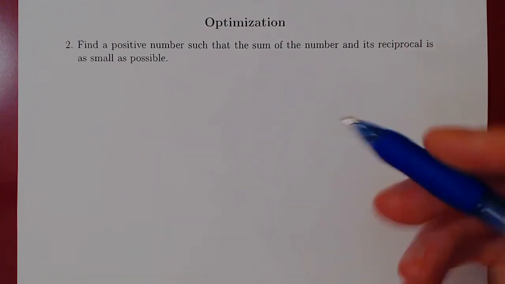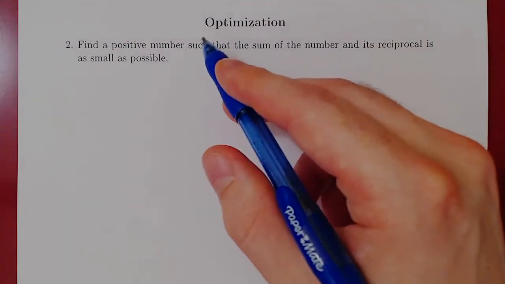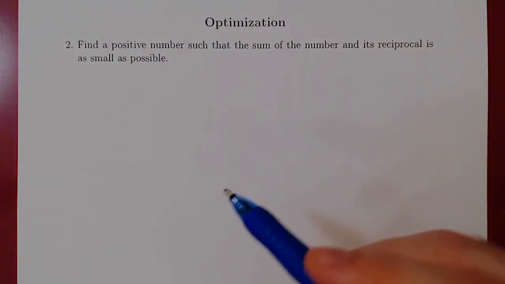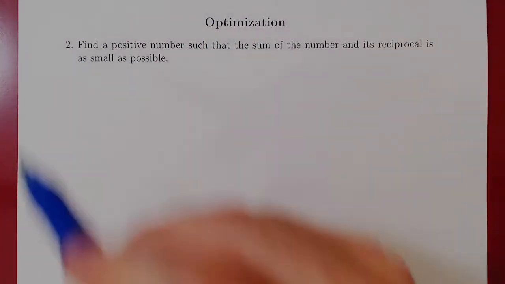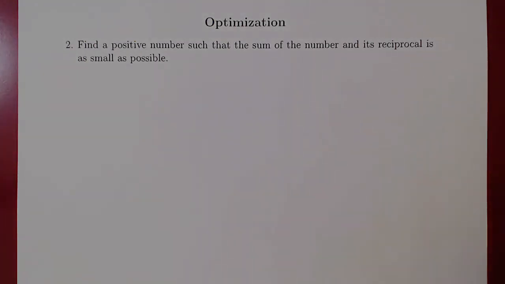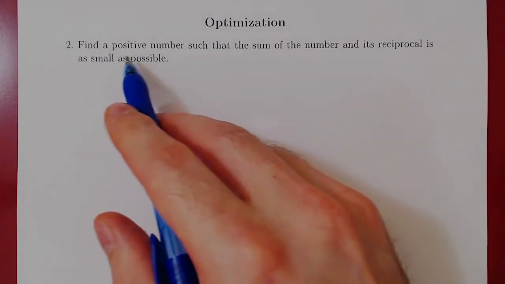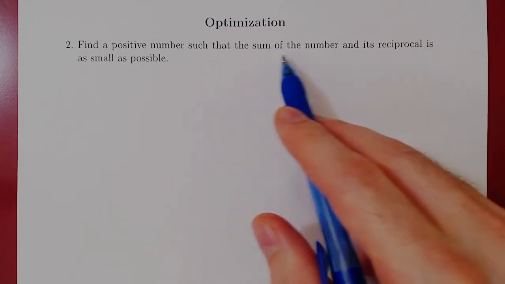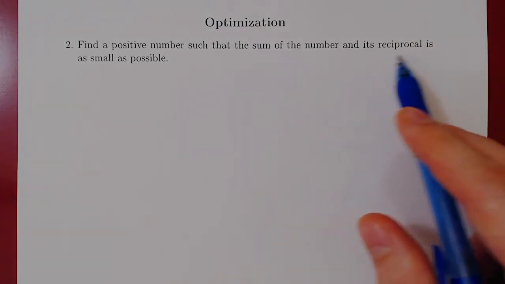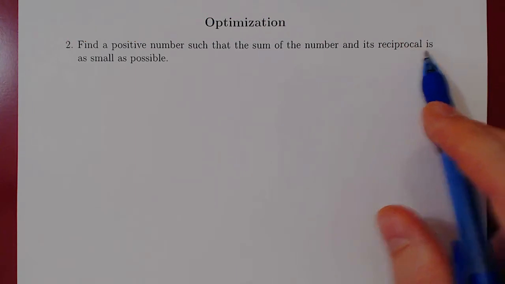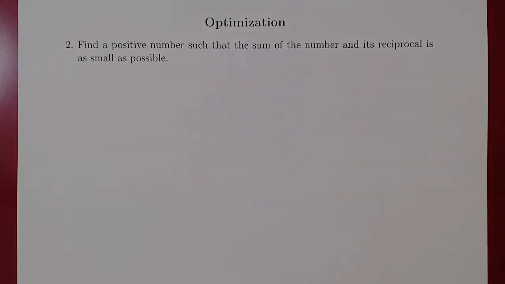Okay, so in this video, we are going to consider our first optimization problem. If you look on the problem sheet, this is the second problem. So let's look at the question. We want to find a positive number such that the sum of the number and its reciprocal, so 1 over the number, is as small as possible.